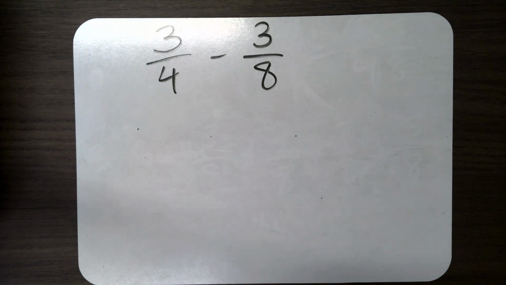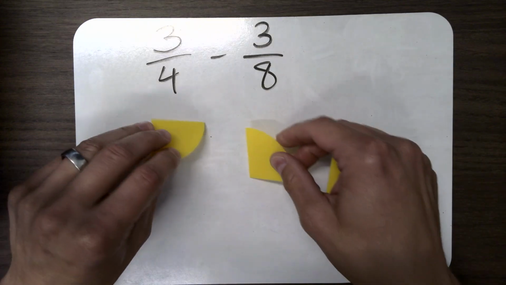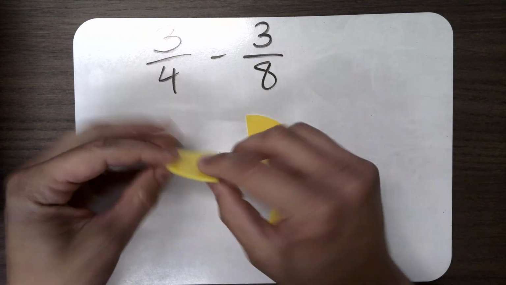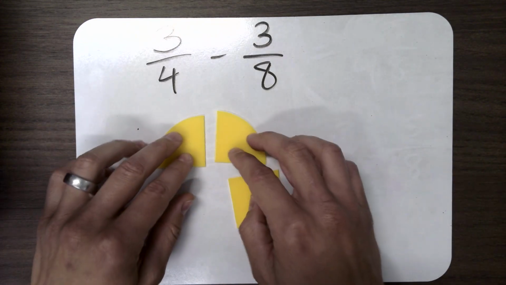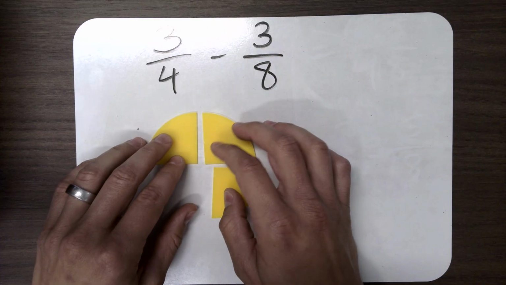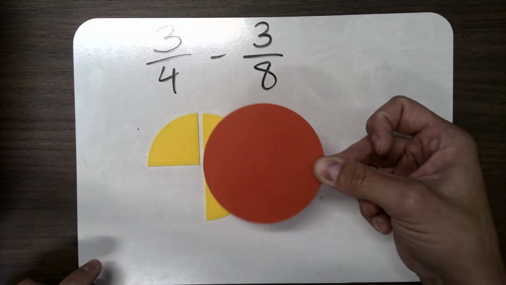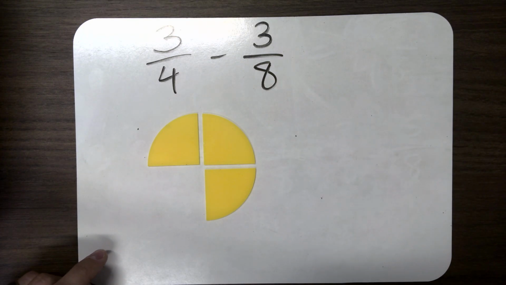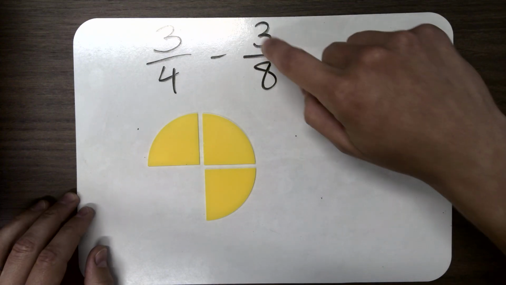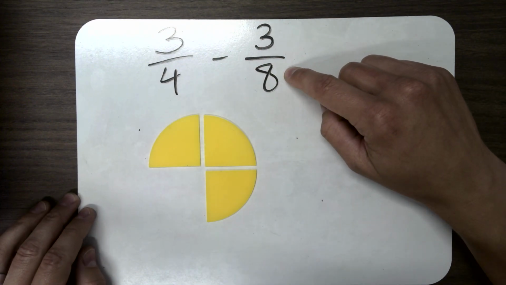In this video, we'll discuss CRA models for fraction subtraction with unlike or different denominators. So the example we'll look at is 3/4 minus 3/8. So again, we'll start with our 3/4. All right, so this is 3 of the 4 equal parts that would be needed to make this whole. And we want to take away 3/8.